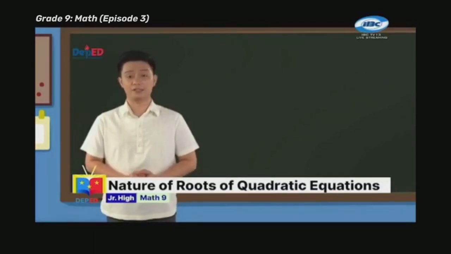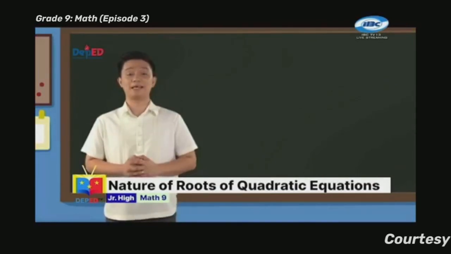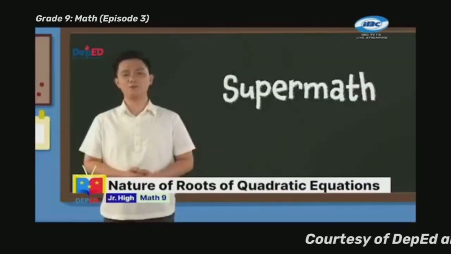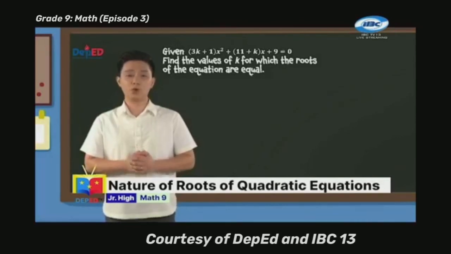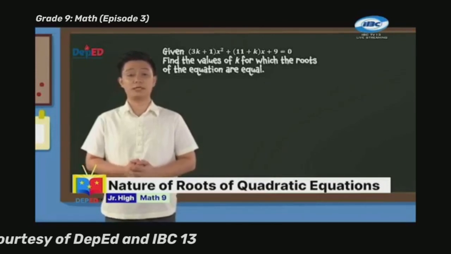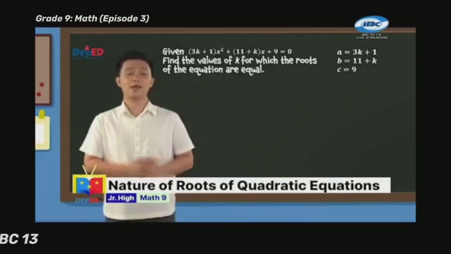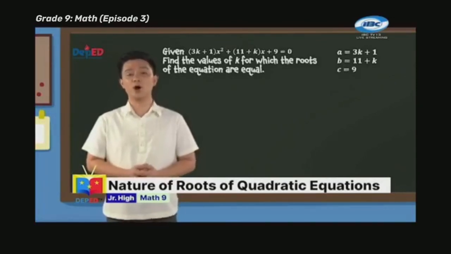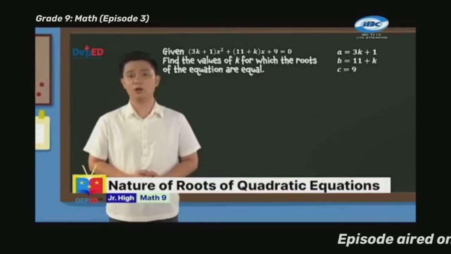We shall answer another activity, but this time it is a bit, or should I say, extra challenging. It's Super Math. So, here's what we have to do. Find the values of k for which the roots of the equation are equal. We can see that the coefficients a and b are expressed in terms of k. a is equal to 3k plus 1, while b is equal to 11 plus k, while c is just 9. What should be the value of k so that the roots are equal?